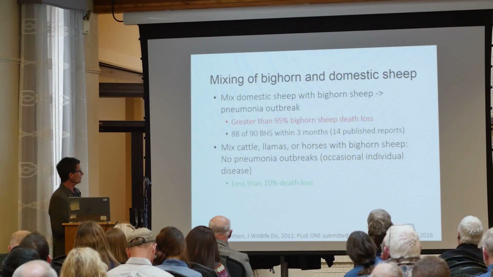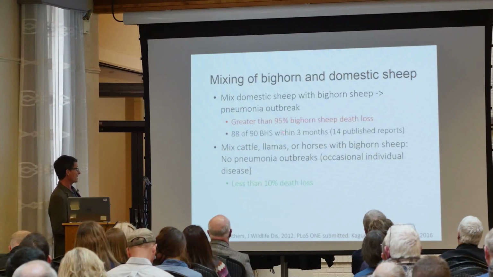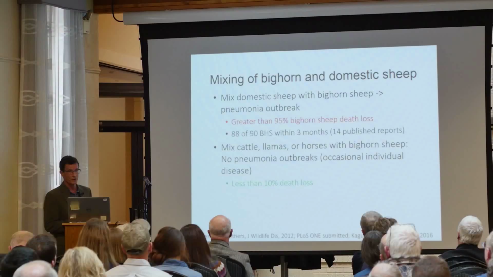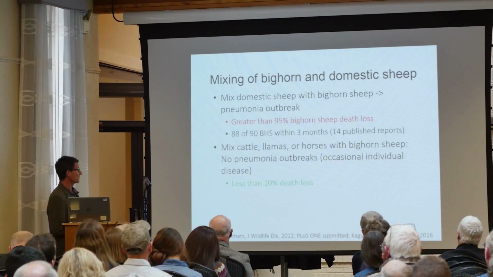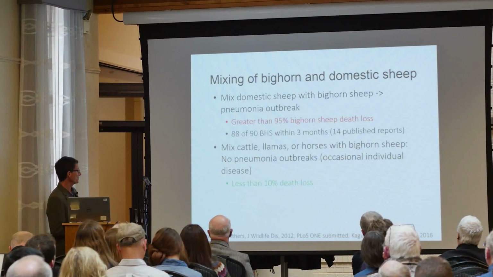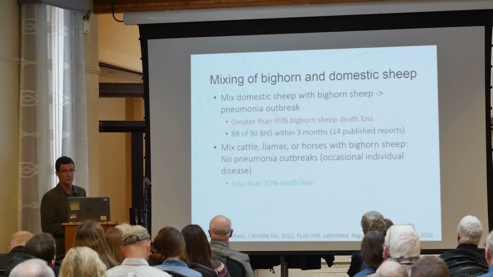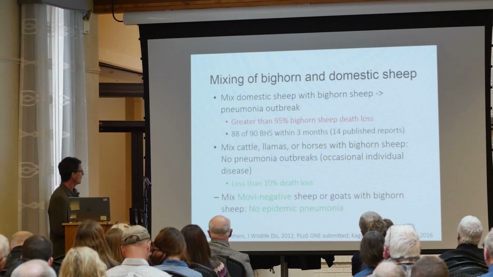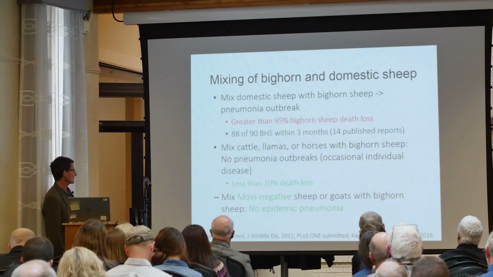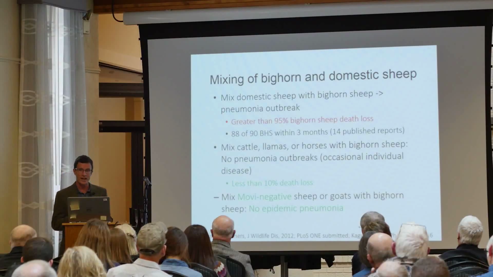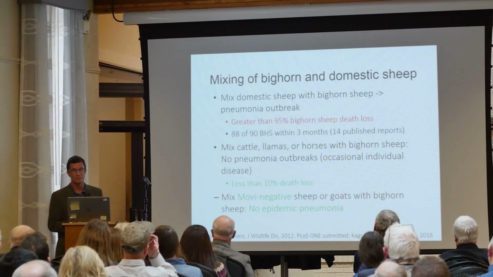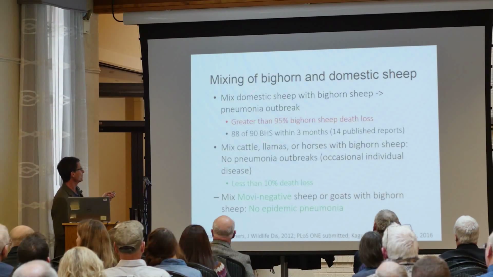Other people have reported what happens when bighorn sheep are mixed with cattle or llamas or horses. No pneumonia outbreaks have been reported on those occasions. There has been occasional individual disease, including fatal bronchopneumonia, but overall, cumulatively, less than 10% death loss resulted from those commingling studies. And then recently, there's been a handful of studies where domestic sheep or domestic goats that were selected because they were MOV negative on the routine diagnostic tests were commingled with bighorn sheep. And again, no epidemic pneumonia has been reported, so it contrasts pretty strongly.